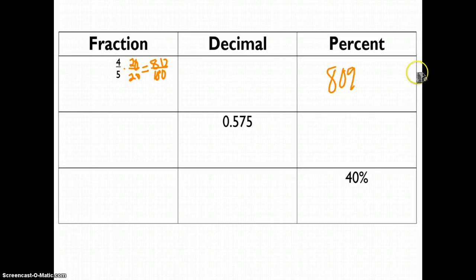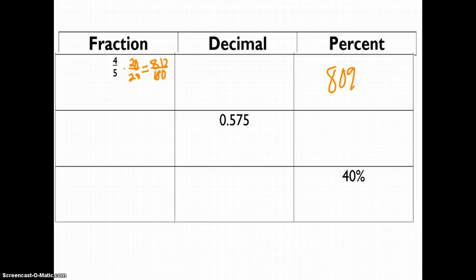And to get a percent to a decimal, I know I need to swoop 2 to the left to get away from this percent sign. So I swoop once, swoop twice, and I get 0.8 as my decimal.